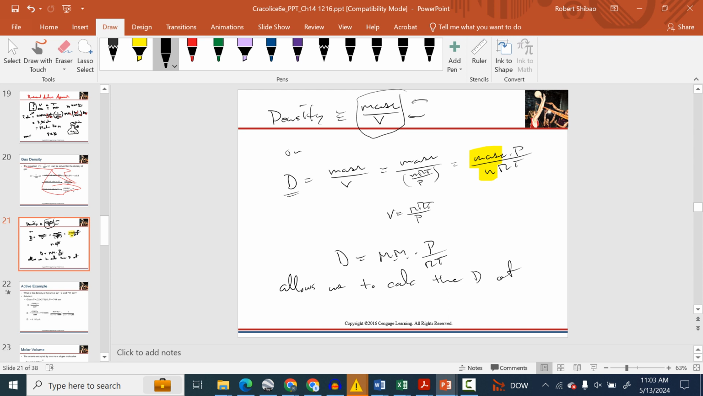Of any gas, at a given pressure and temperature. We could also do this using dimensional analysis. I mean, we don't have to memorize the equation.